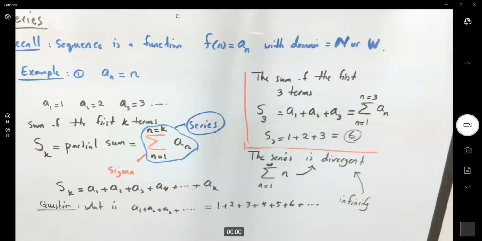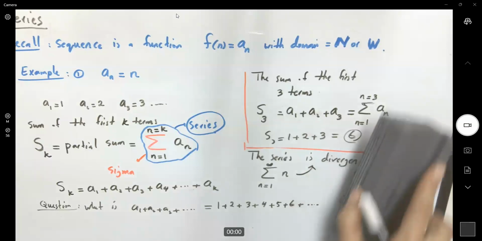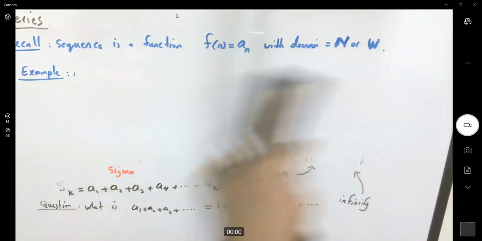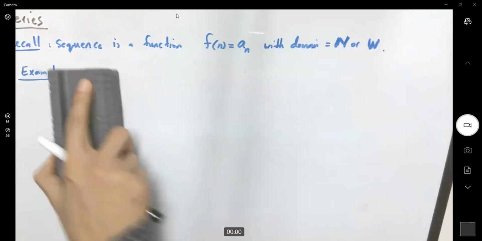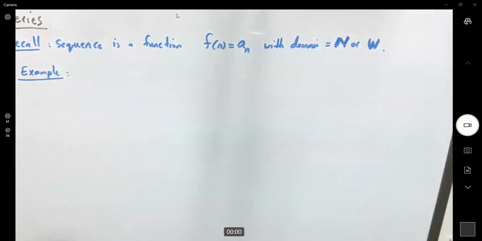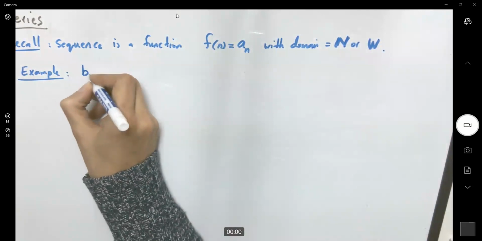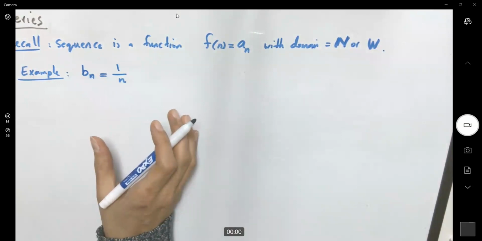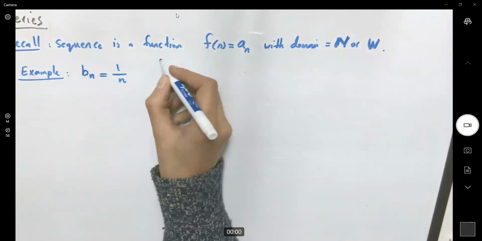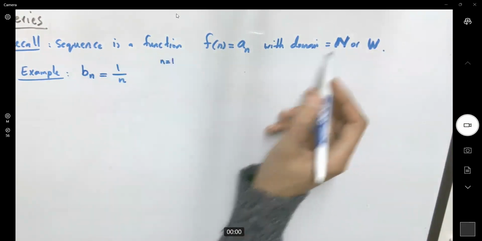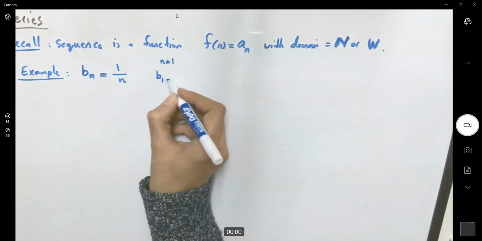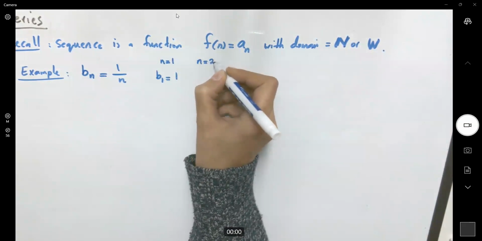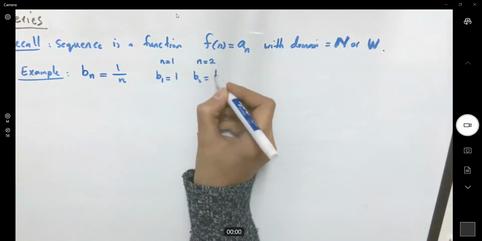Let's go over another example. So now I'm going to work with this sequence, b sub n equals 1 over n. Remember that we start by defining a sequence. If I ask you to list the terms of this sequence, you're going to say that if n is equal to 1, from the domain, b1 is 1 over 1 or just 1. When I take n to be 2, b sub 2 is a half.